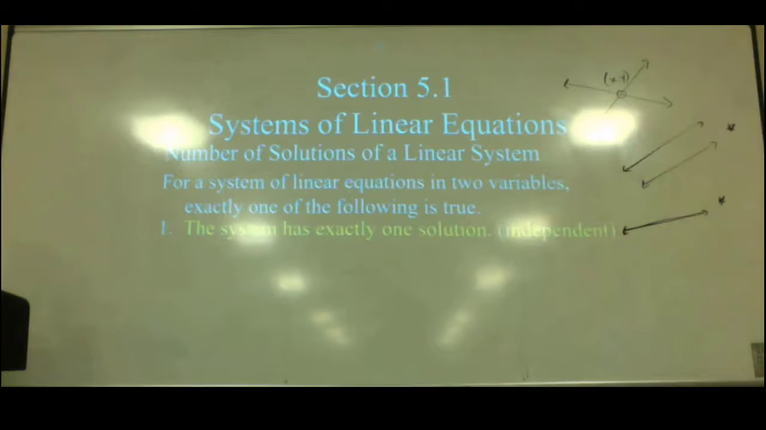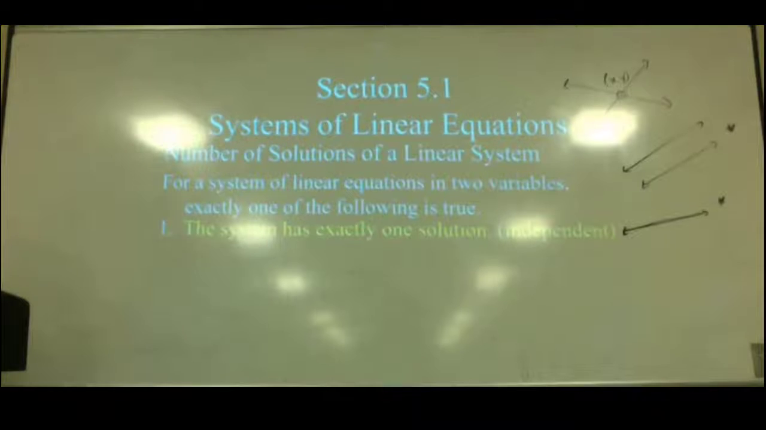So exactly one thing will happen of these following ones. The system has exactly one solution. That's the top one. That's the most common one that we deal with. A system that has exactly one solution is called an independent system.